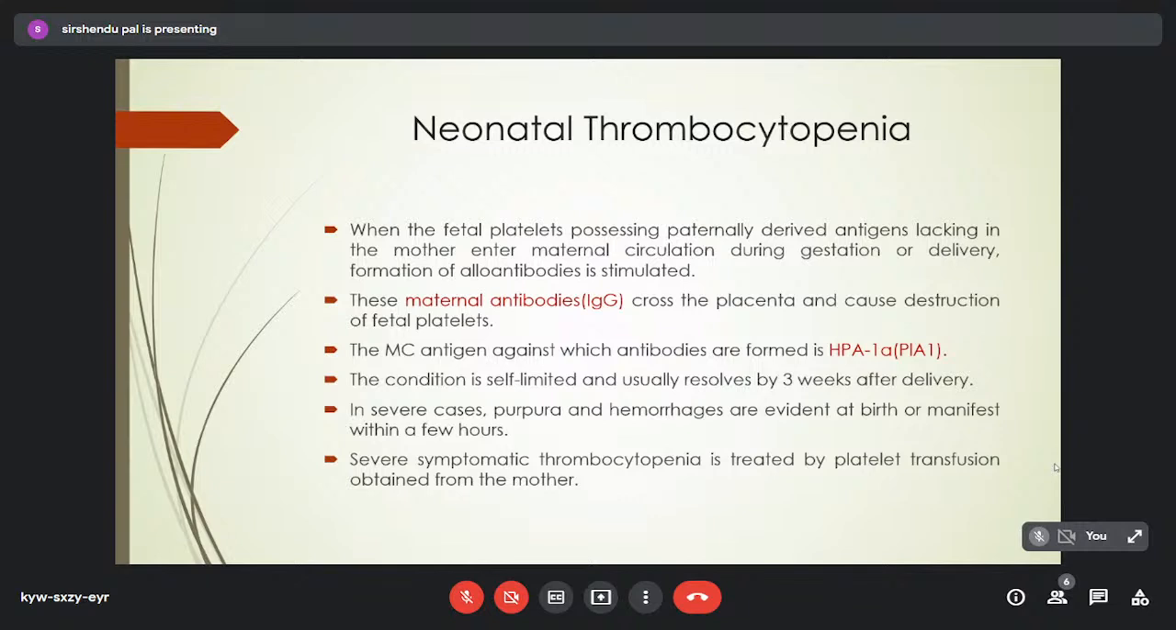Now coming to the alloimmune cause of thrombocytopenia, that is neonatal thrombocytopenia.